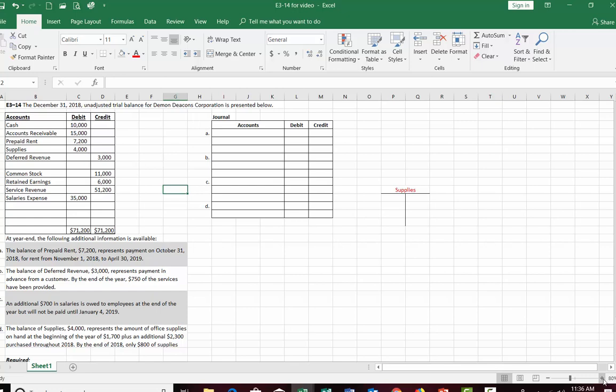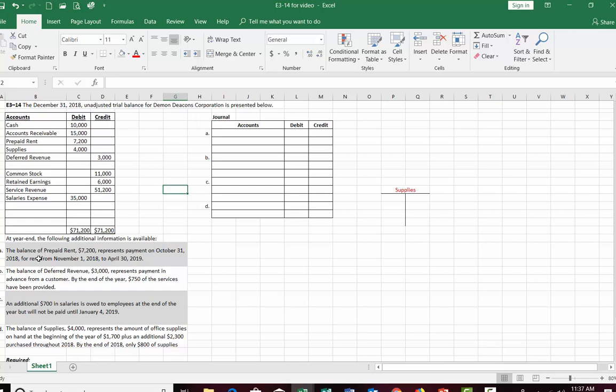We have a trial balance that shows the numbers that resulted from all of our regular transactions during the year. Then they give us some information at the end of the year, 4 different pieces of information. So our goal here is going to be to prepare journal entries to record these 4 adjustments. And then we're going to prepare an adjusted trial balance. So we're going to turn our current trial balance into an adjusted trial balance. All right, so let's go.